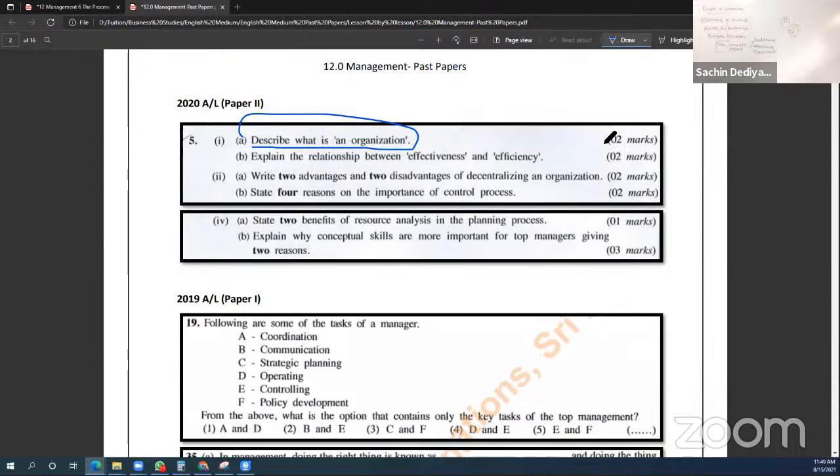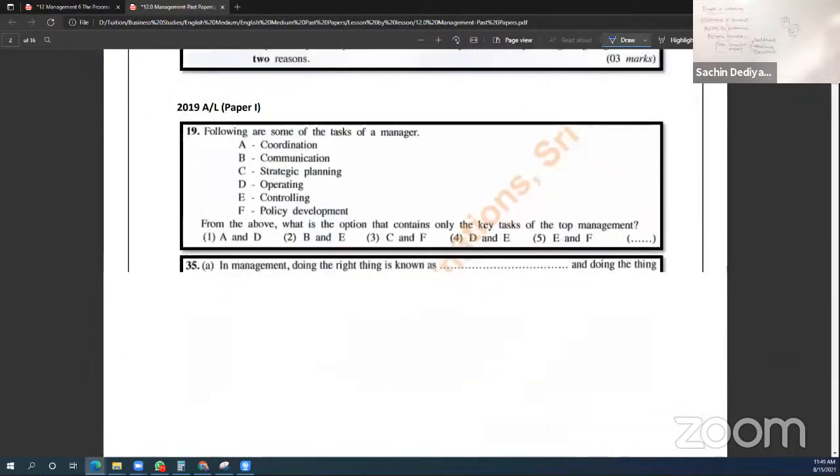Now, if you see the second one, explain the relationship between effectiveness and efficiency. You describe efficiency, you describe effectiveness, and you explain the relationship. Not just providing the definitions, because we are not getting full marks since they ask what is the relationship. If you could not explain that, there's no chance of full marks, right?